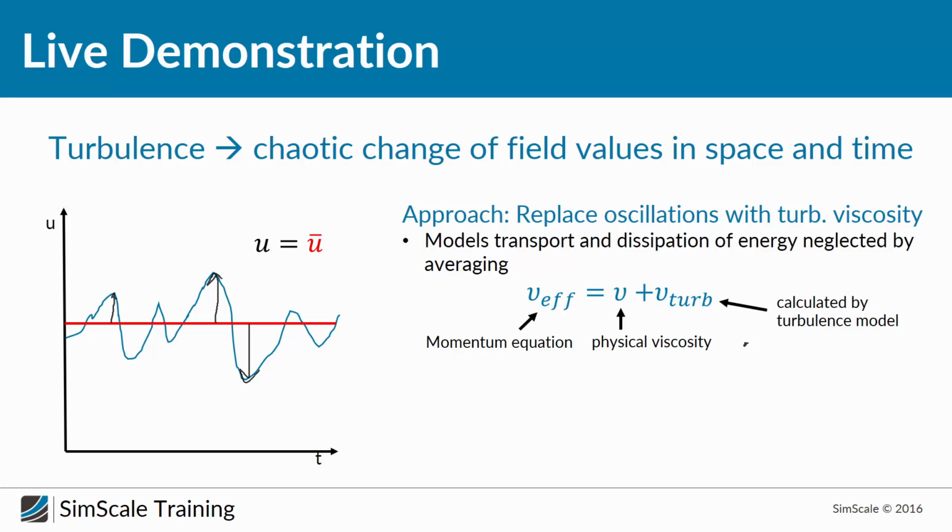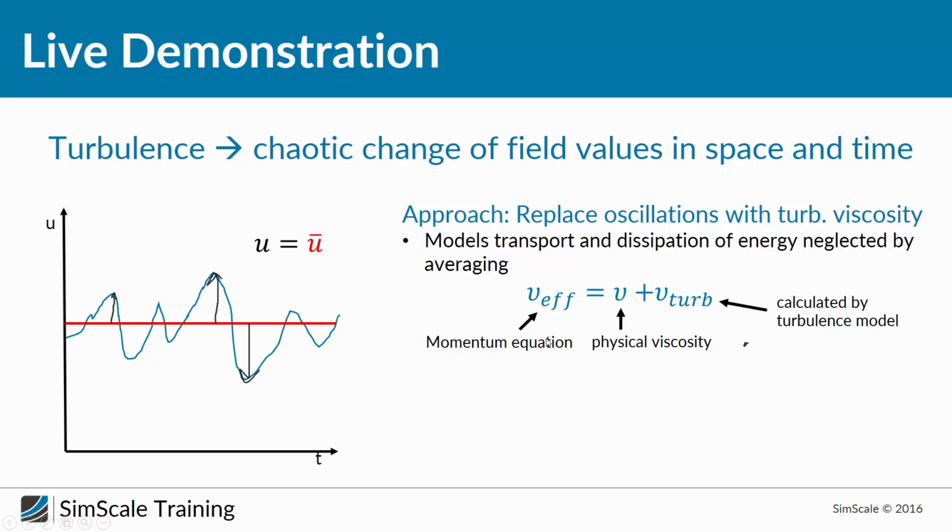And so we introduce the so-called turbulent viscosity. This is in the end nothing else than a way to model transport and dissipation of energy neglected by averaging. Because you should not forget, the turbulence is transporting energy. And in the end what we do is, there are three principles of conservation. We have for each of these principles an equation in CFD. We have momentum, energy, and mass.